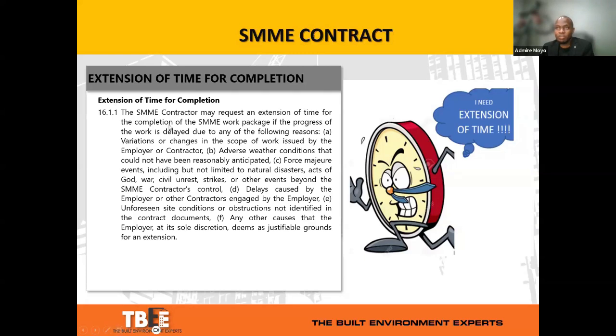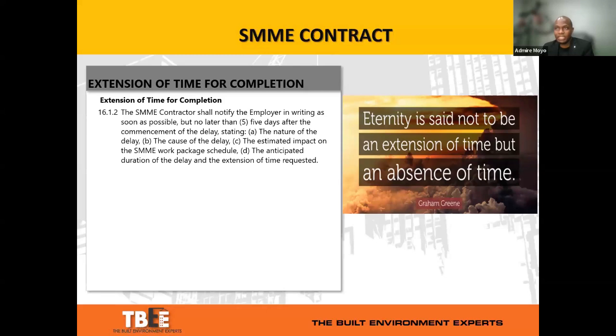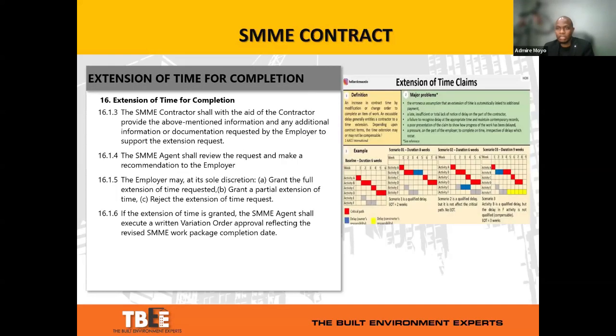So extension of time, again, the process would follow somewhat the standard form of contract process where the SMME contractor requests an extension of time for the completion of the work. But again, whatever the reason is, the contractor participates in that process of assisting the SMME contractor to formalize those claims and submit them to the SMME agent for review and so on. And then the SMME agent ultimately has the responsibility of making the recommendations for approval and the like.